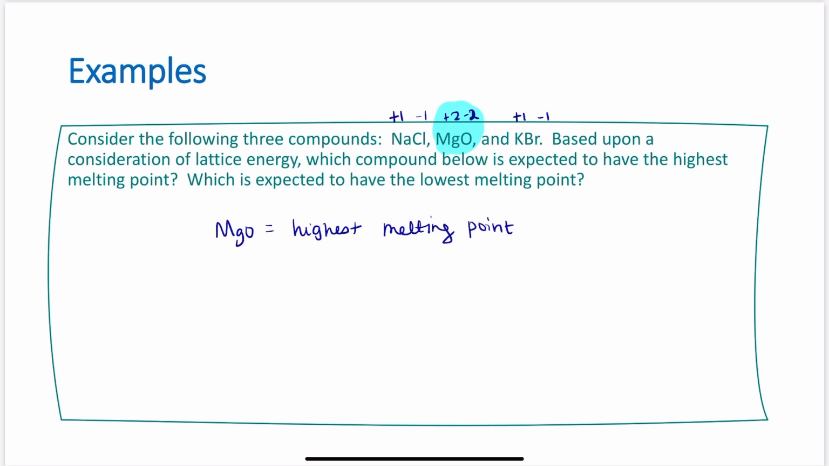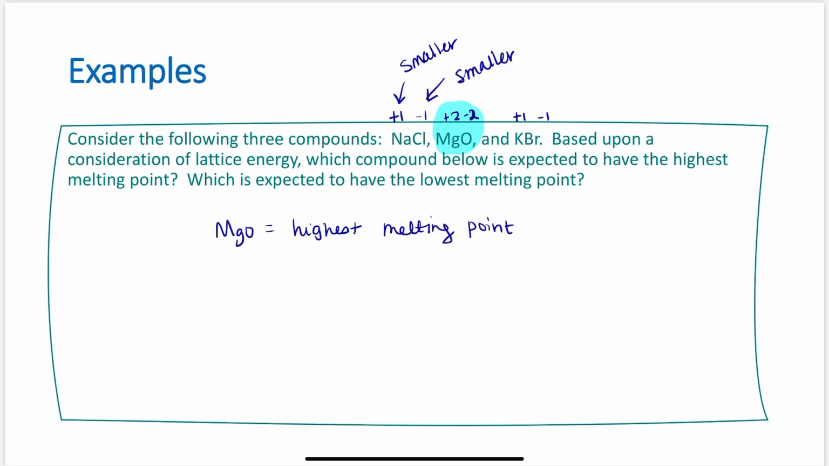Next, the other two species I have are both +1, -1 charges, so charge doesn't matter. Now I have to look at size. Sodium is smaller than potassium. Chlorine is smaller than bromine. The smaller the size, the closer they are to each other. Remember, it's the outer electrons from one species attracted to the nucleus of another.